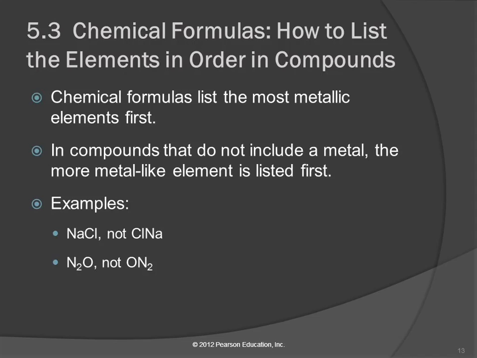What if we have two nonmetals? Well, let's look at the periodic table. Okay, so here, these are the metals on the left side and the nonmetals on the right side. Let's look at nitrogen and oxygen. Which one is closer to the metal side? The nitrogen, so we'll put the nitrogen first. So the one that's closer to being a man, we'll put that one first.